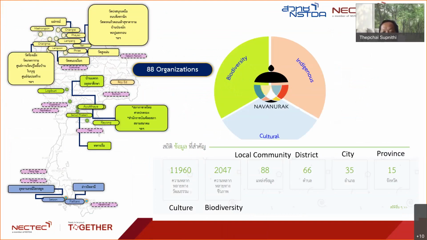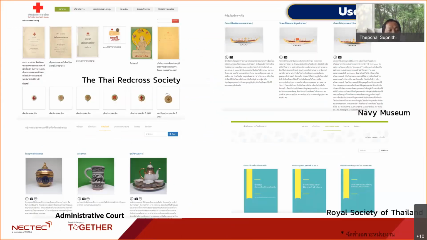Currently, we have around 14,000 assets with nearly 88 organizations joining together in 15 provinces. By the end of this year, it will be 24 or 25, something like that, out of 77. And I want to show you the people who use this platform.